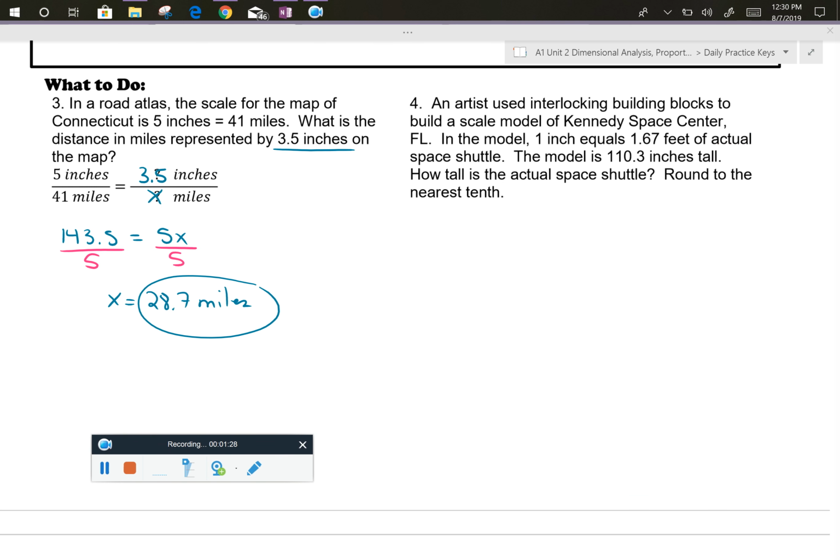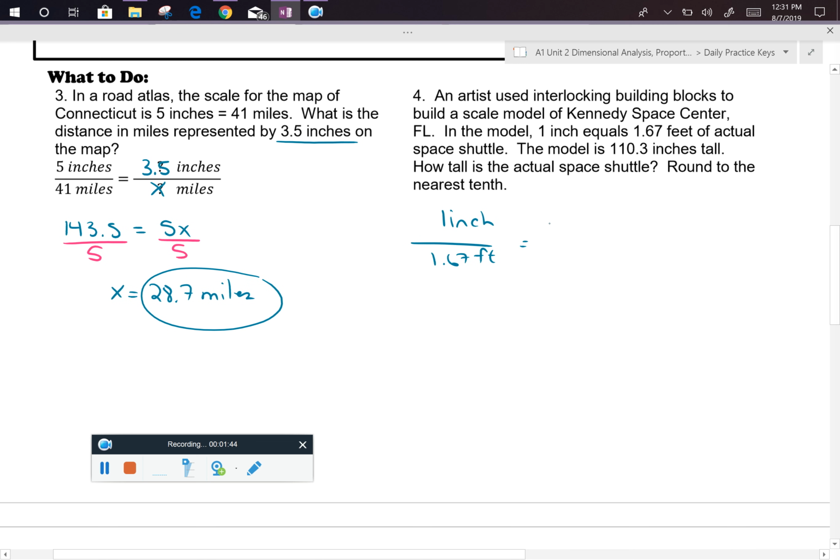An artist used interlocking building blocks to build a scale model of the Kennedy Space Center in Florida. In the model, 1 inch is equal to 1.67 feet of actual space shuttle. The model is 110.3 inches tall. And the question is, how tall is the actual space shuttle? And of course, that would be denoted in feet. We're asked to round our final answer to the nearest tenth.